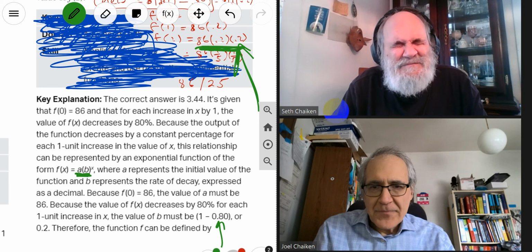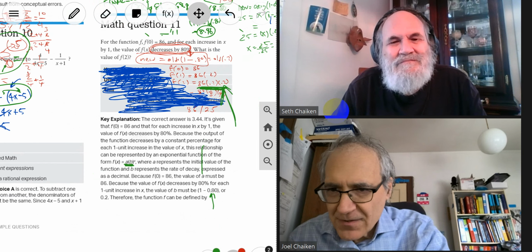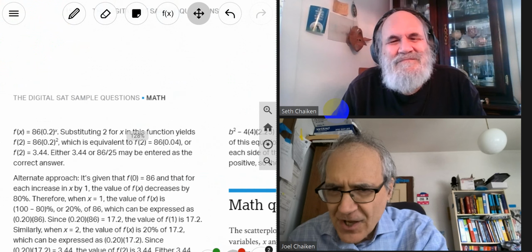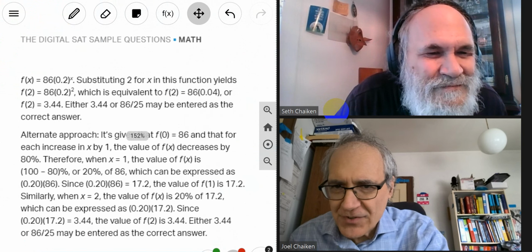Yeah. Notice that therefore the function should be defined by, I don't know where they put the rest of the answer. Oh my goodness, are you kidding? Oh, they have an alternate approach. Look at that. They have an alternate approach.